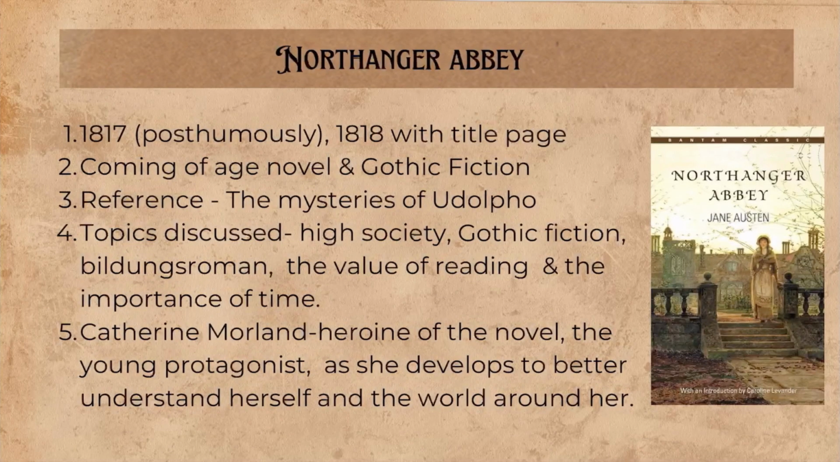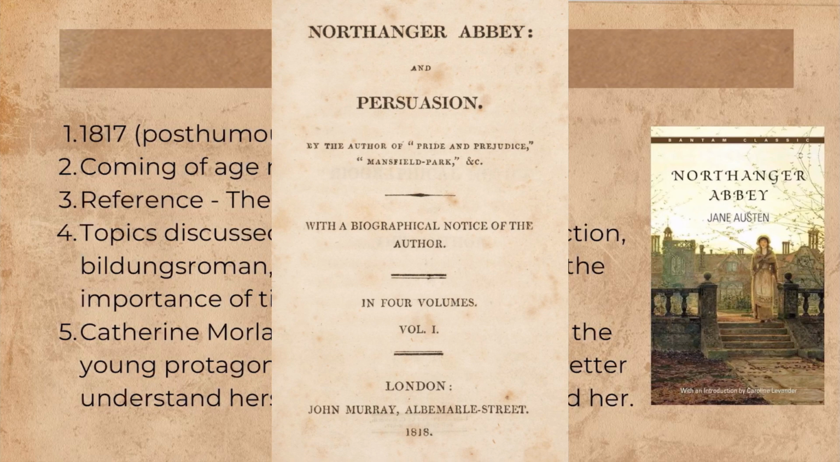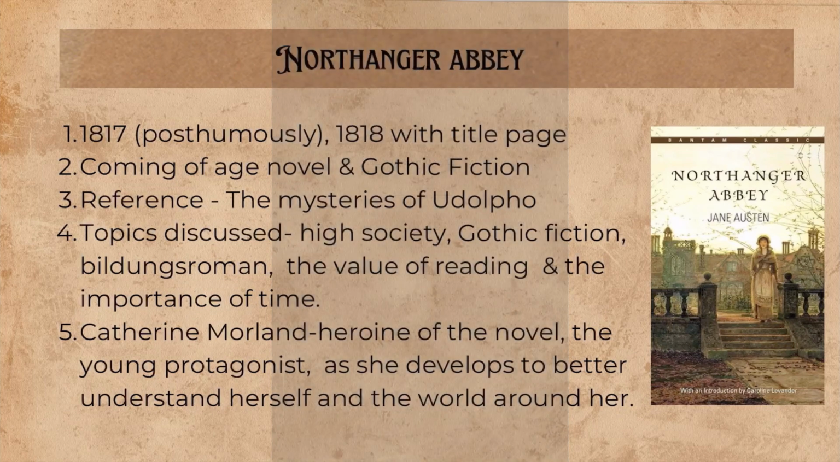This novel was published after the death of Jane Austen, in the year 1817 and 1818, dated on the title page. This novel is a coming of age novel and comes under the genre of gothic fiction. Here we also find the reference to the work The Mysteries of Udolpho, which is a gothic fiction and was written by Anne Radcliffe. Topics like high society, gothic fiction, Bildungsroman, the value of reading and the importance of time are being discussed in the novel.